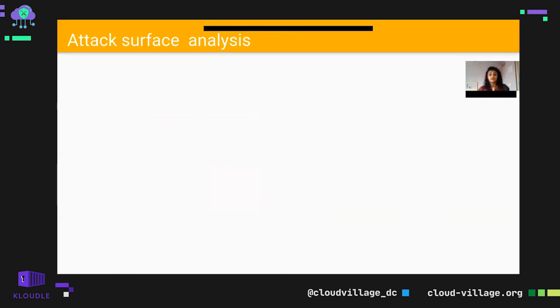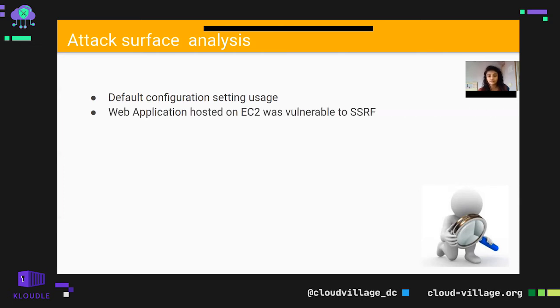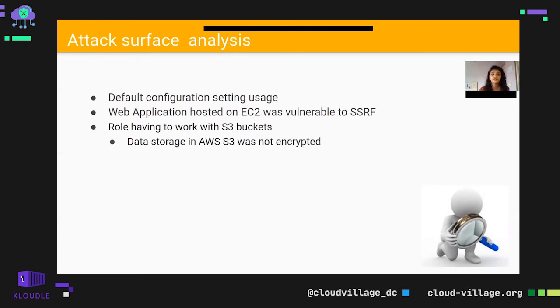Let's do an attack surface analysis of why this happened. One factor was default configuration settings being used. The EC2 instance was publicly available due to a misconfigured firewall. The web application hosted on EC2 was vulnerable to SSRF, with no input validation on the web application. The role had access to work with the S3 bucket, and the data stored in AWS S3 was not encrypted.